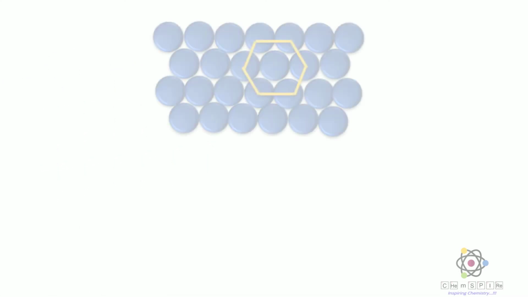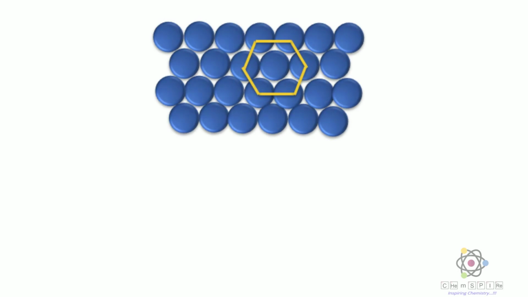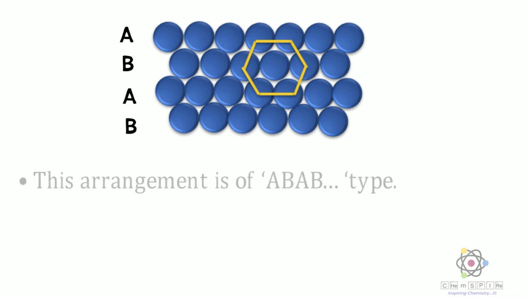In hexagonal close packing, the second row may be placed above the first one in a staggered manner, such that its spheres fit in the depressions of the first row. If the arrangement of the spheres in the first row is called A type, the one in the second row is different and we may call it B type. So here we get an AB type of arrangement.